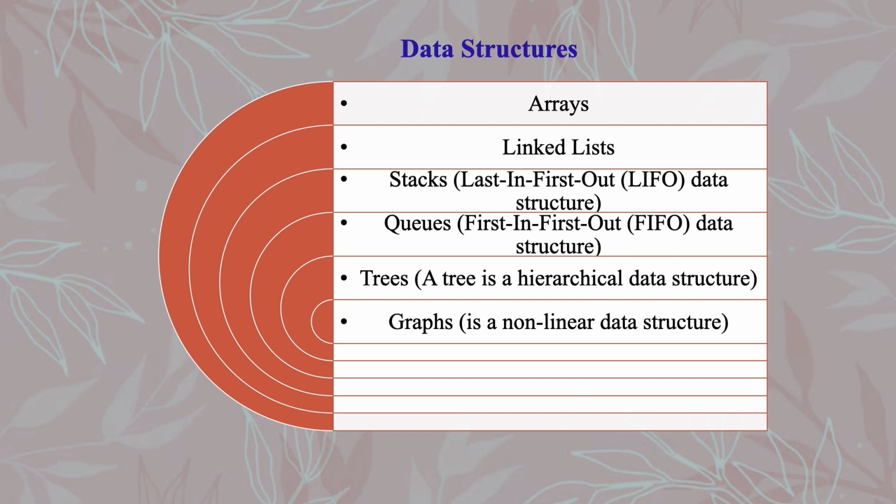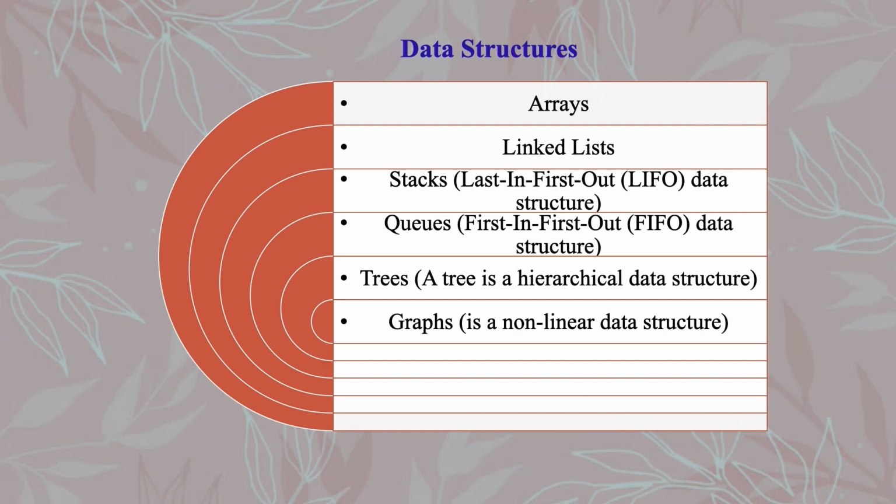So what is a graph? A graph is a non-linear data structure where each node is connected to zero or more nodes, and graphs are useful for modeling relationships between objects. For example, a social network, where each person is a node.